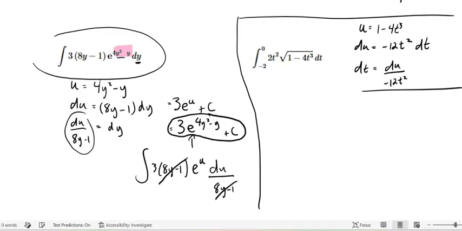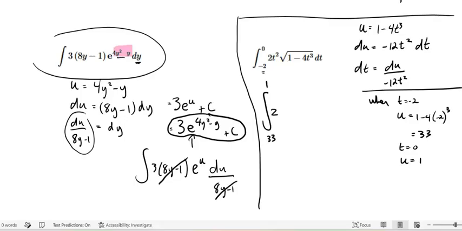In addition to that, if I'm changing my variable, I got to change these bounds. Okay, so I would do it like this: when t is negative 2, u is, and I plug it into u up here, 1 minus 4 times negative 2 cubed. This is going to be negative 8. Negative 8 times negative 4, 32, so that should be 33. And then I say when t equals 0, u is 1. So I'm changing my bounds here: 33 when t equals negative 2, and when t equals 0, u is 1.